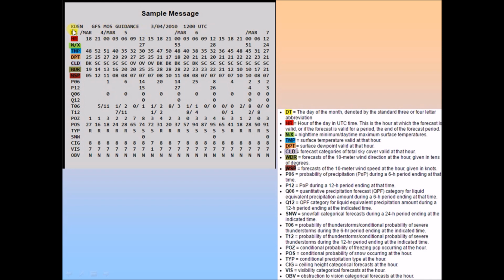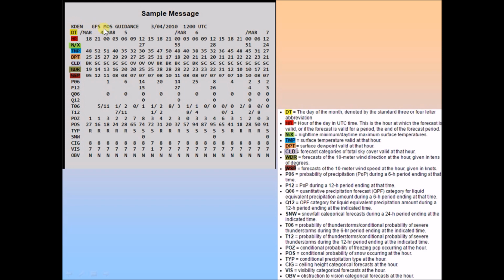Okay. So this KDEN, okay, this is the station identifier. So this is what is this model forecasting for? What location is this model forecasting for? And in this case, it's for Denver, Colorado, DEN. KDEN is the station identifier for Denver, Colorado.